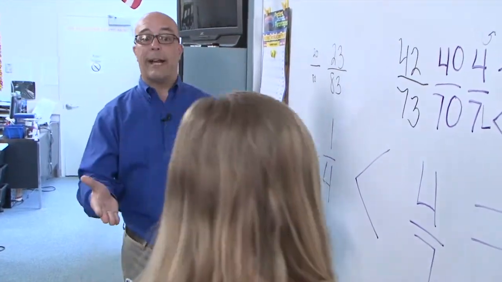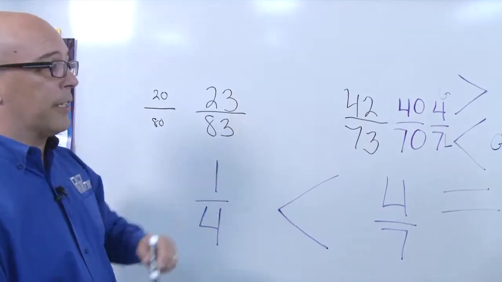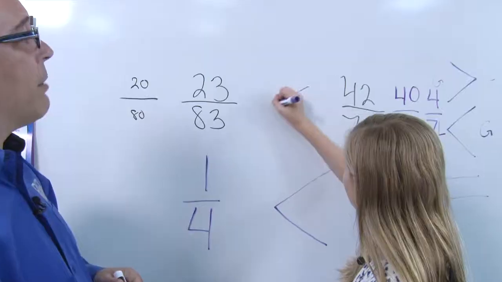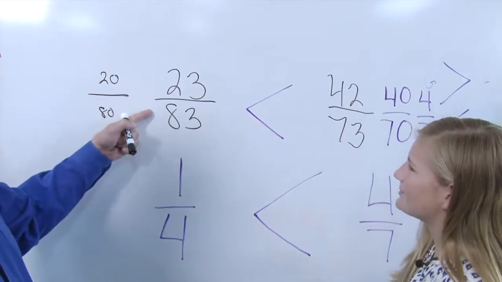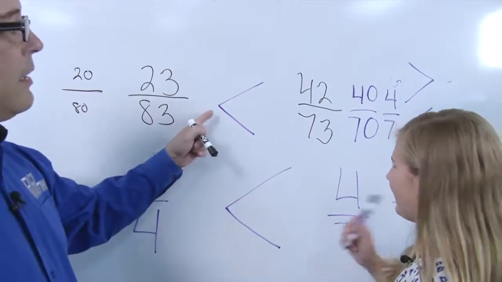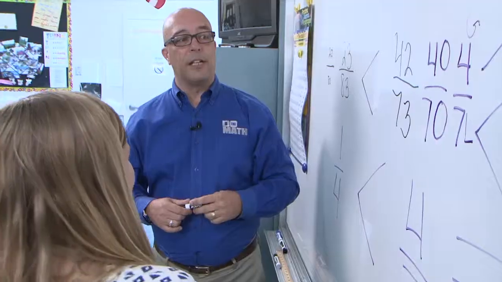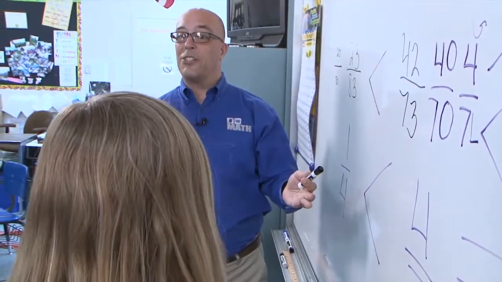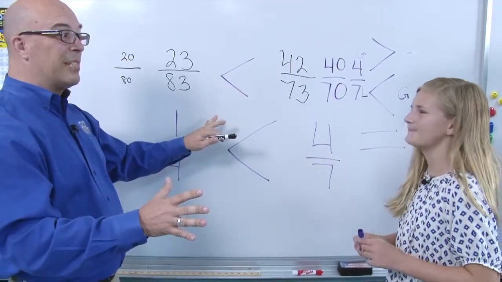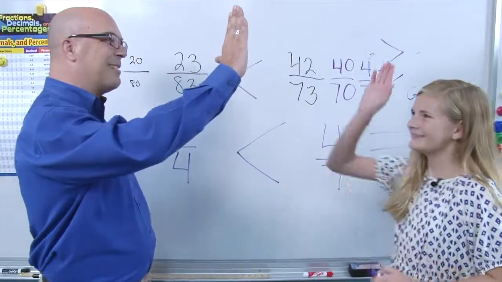Right. So let's go back to the original problem and put the symbol up here. And then if you would read that problem for us. Okay, 23 over 83 is less than 42 over 73. There you go. And you did that using estimation, so we didn't have to go ahead and multiply and get those big numbers, right? Landis, nicely done. Perfect.